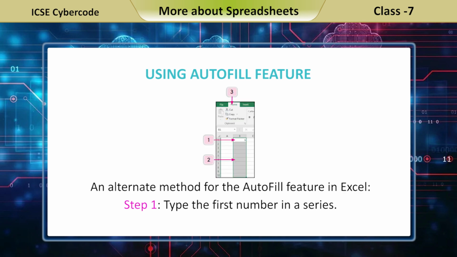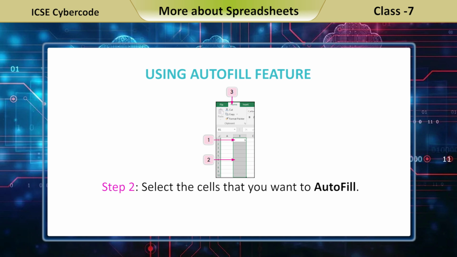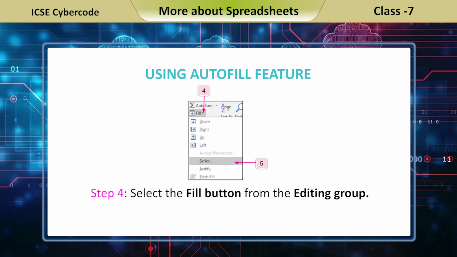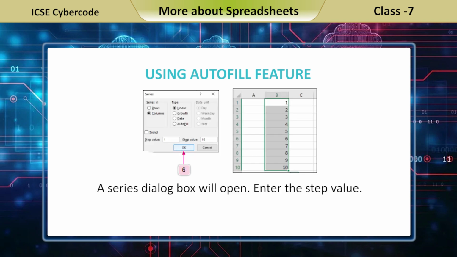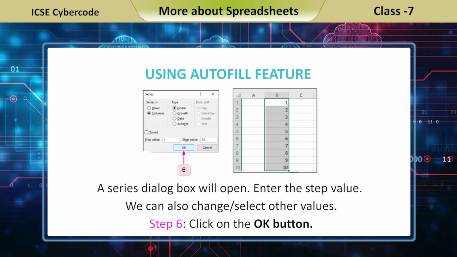An alternate method for the autofill feature in Excel. Step 1. Type the first number in a series. Step 2. Select the cells that you want to autofill. Step 3. Click on the Home tab. Step 4. Select the Fill button from the Editing group. Step 5. Click on Series from the Fill drop-down menu. A series dialog box will open. Enter the step value. We can also change or select other values. Step 6. Click on the OK button.